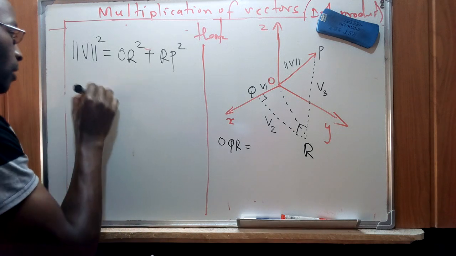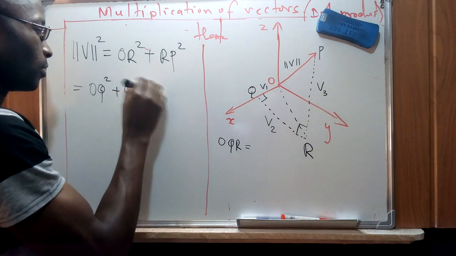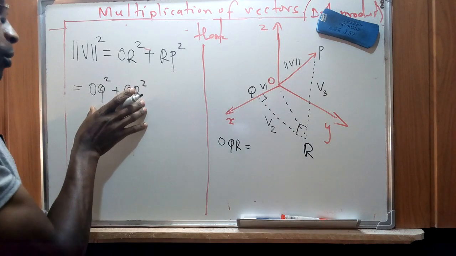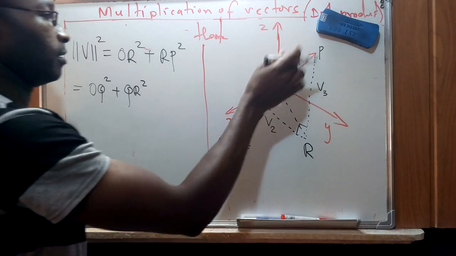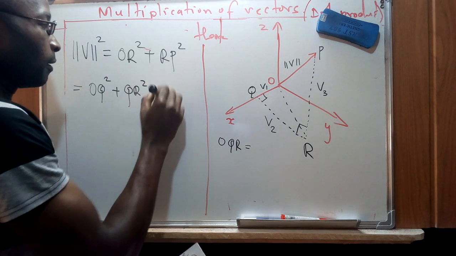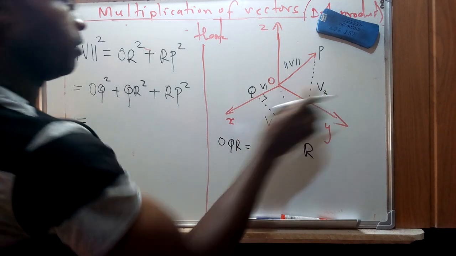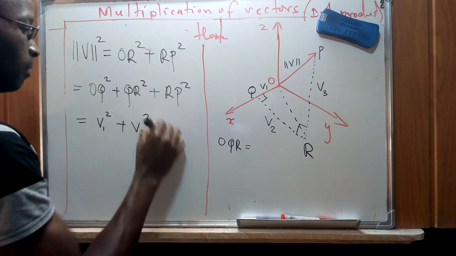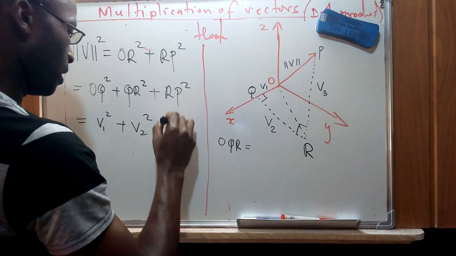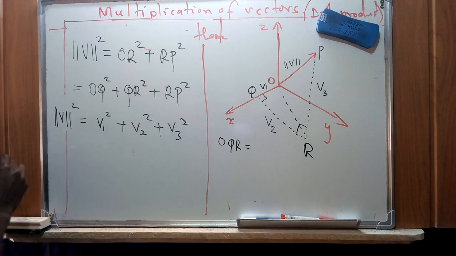So OQ squared plus QR squared is going to give us the square of the hypotenuse for triangle OQR, plus RP squared. So the square of this plus the square of this is going to give us the square of that norm. If we describe this distance in terms of the velocity components that we have used, we have V1 squared plus V2 squared plus V3 squared, which is going to give us the square of the norm of those three components.